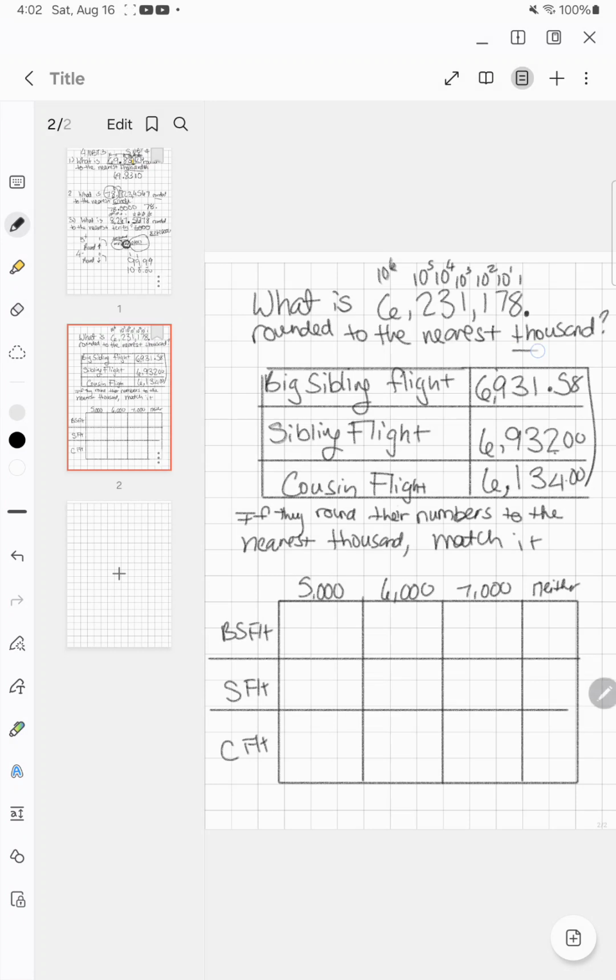Now I'll round to the nearest 1,000, which means I underline my rounding place, which is the thousands place, and I box a digit to the right. Remember, everything before will stay the same. You leave it alone, not touch. After will turn into 0.